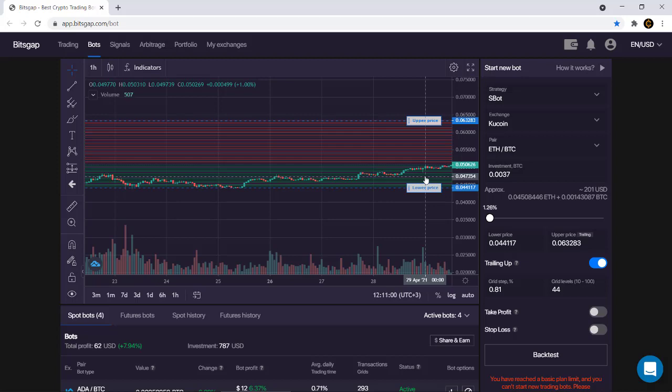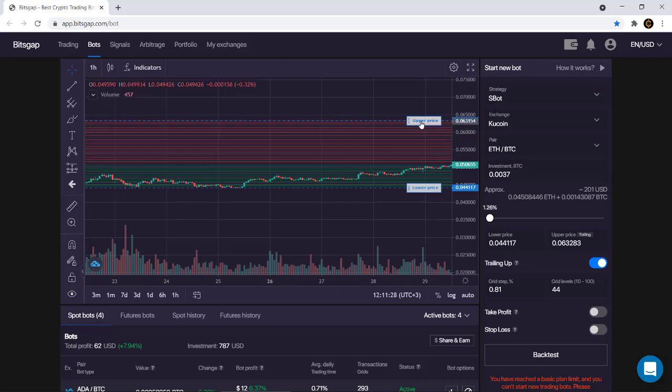The bot will either buy more Ethereum if the value goes down, or it will sell some Ethereum if the value goes up. That way, with all the trading it's doing, the grid bot will be buying when the value goes down and selling when the value goes up. And in that way, overall, I'll be able to make a nice profit from it.